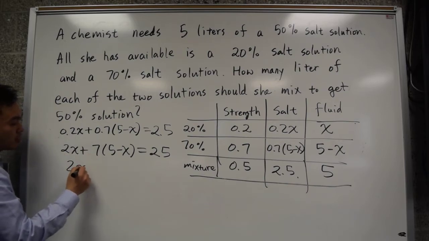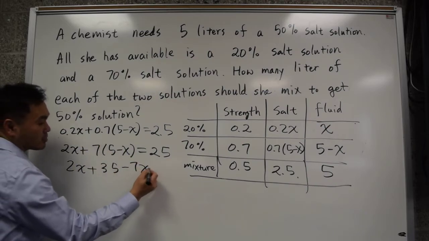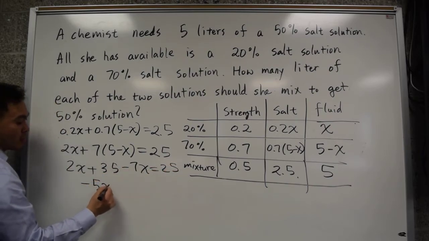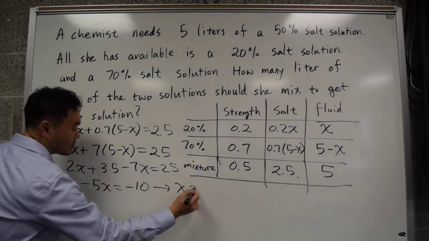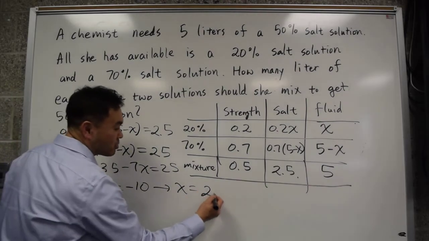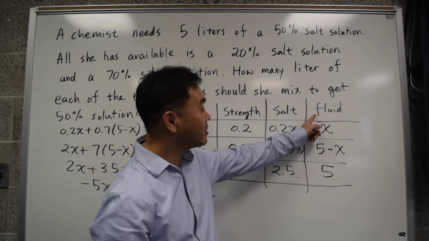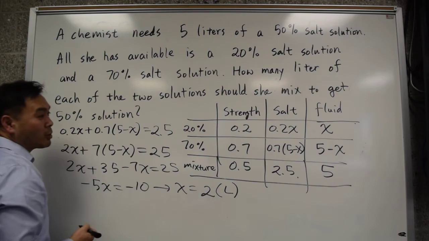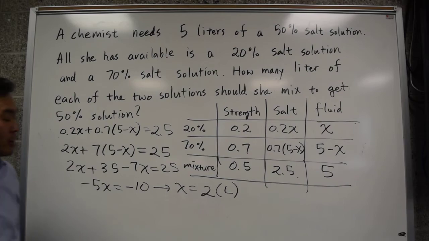It's harder to work with. You have 2x. 7 times 5 is 35. 7 times x, negative 7x, equals 25. 2x minus 7x, that's negative 5x. Subtract 35 from both sides, it's negative 10. So what do you get for x? 2. What's the unit? x is here. What's that? Liters. It's fluid. Liters. Okay, what's the other one? 5 minus x, what's that? 3.